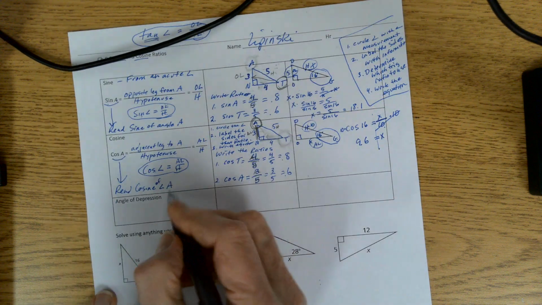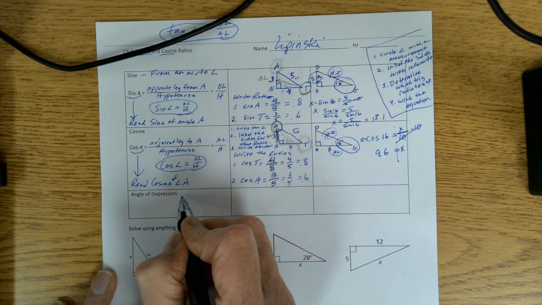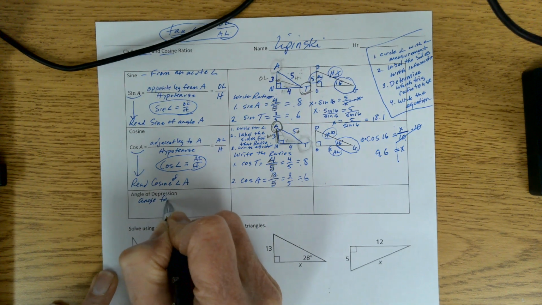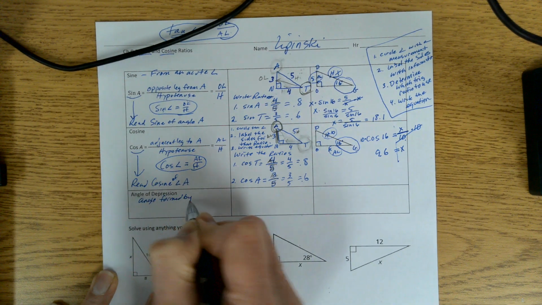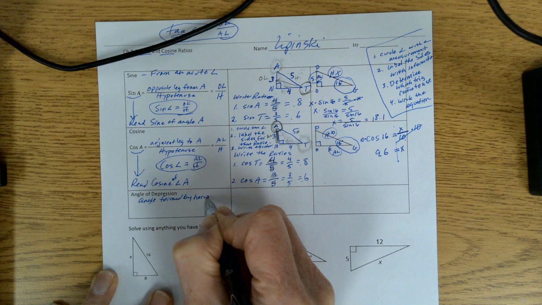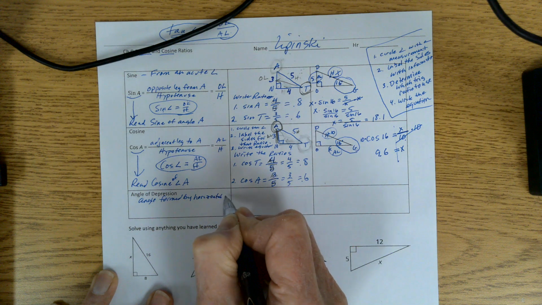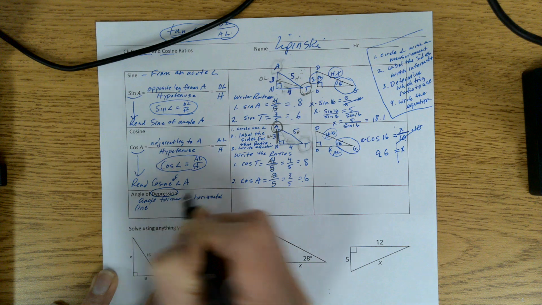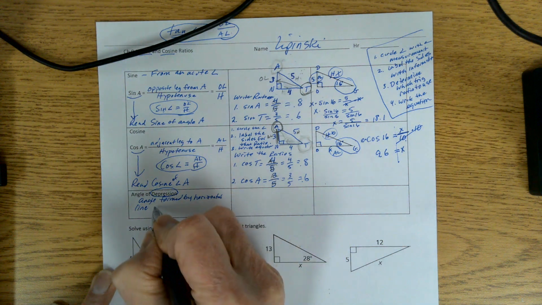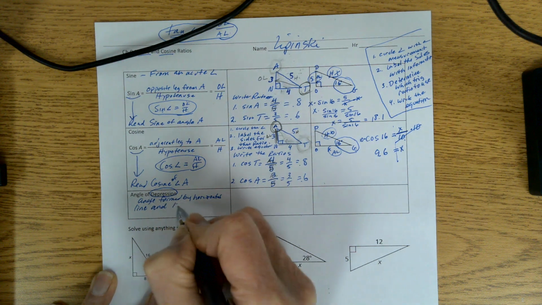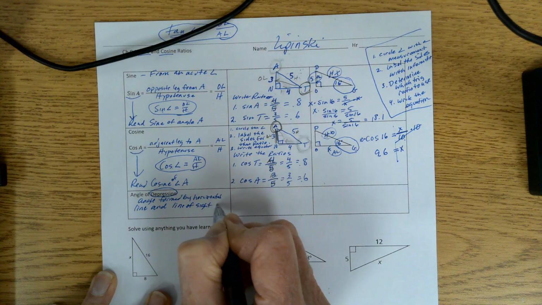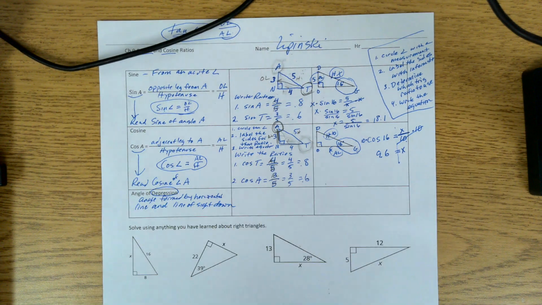Okay. Angle of depression. This one I want to talk about real quick is the angle formed by a horizontal line, just like we did before. Instead of looking up, to depress is to go down, and the line of sight goes down. Okay, we'll do a couple problems.